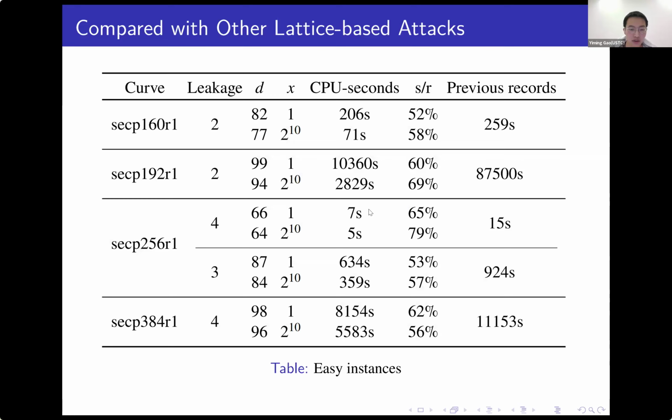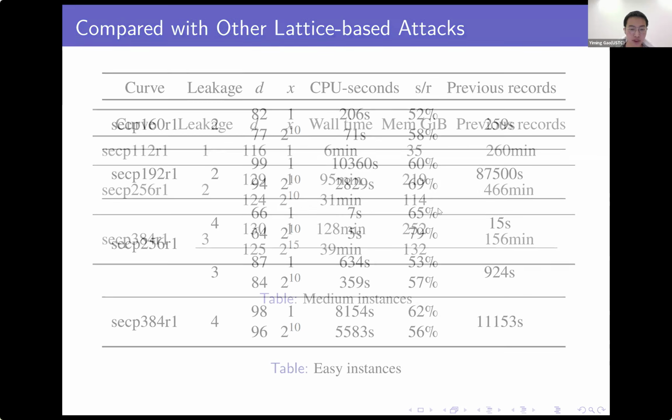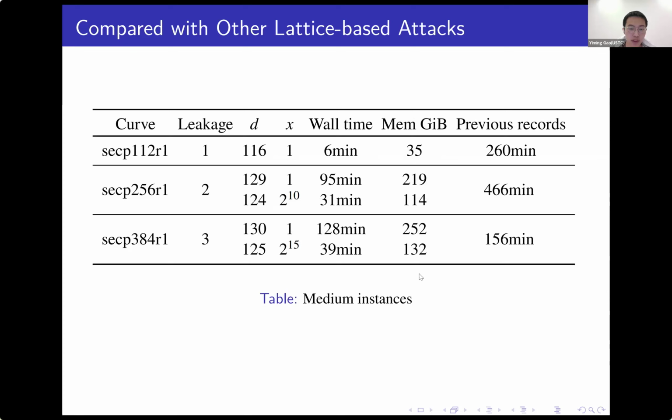Here is a table of easy instances. Our algorithm performs better even when we don't have additional samples. And with additional samples, the cost time decreases. And for medium instances, the speedup of our algorithm becomes more significant.